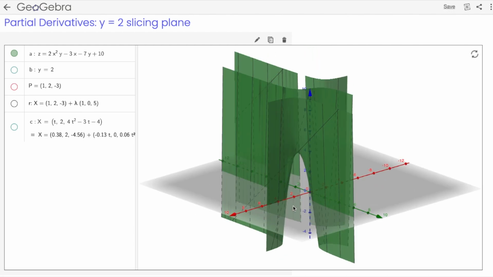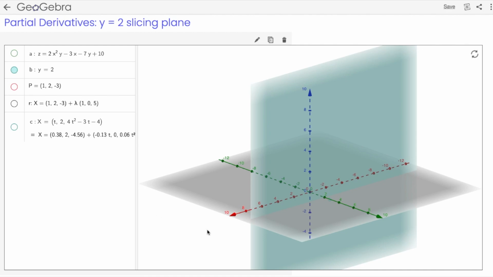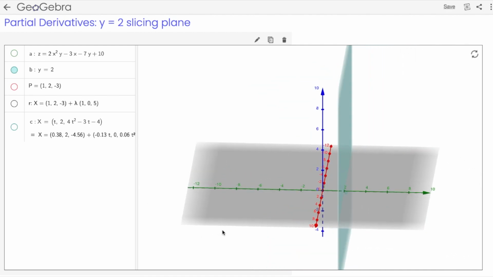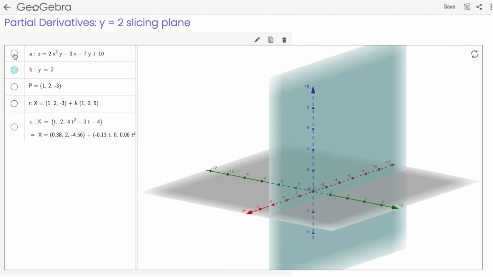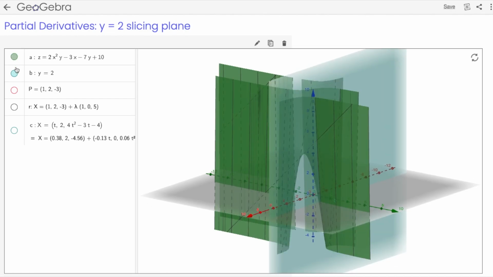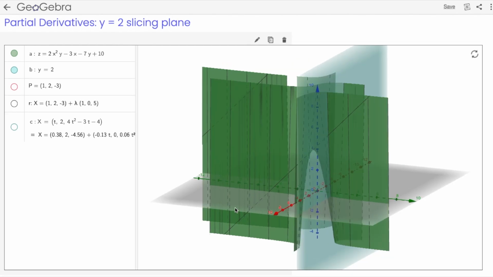This is the first octant, right? We've got our positive x-axis, our positive y-axis, and I'm now going to slice this surface with the y equals 2 constant y plane. So let me turn off the surface for a second and turn on the slicing plane, and you can see that we are going through the constant y value, y equals 2. Now, I'm going to turn the surface back on so you can see that intersection.